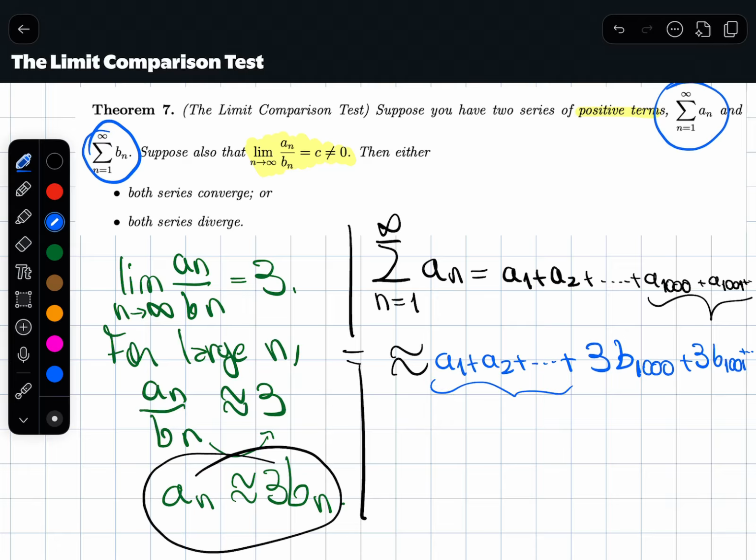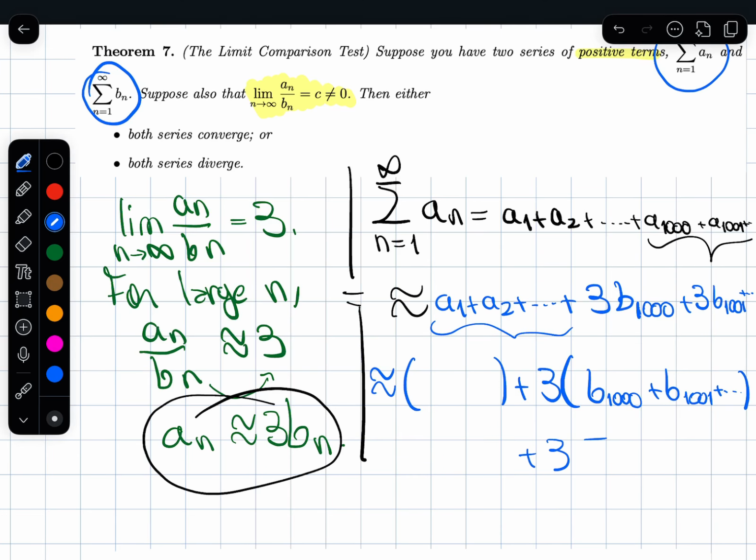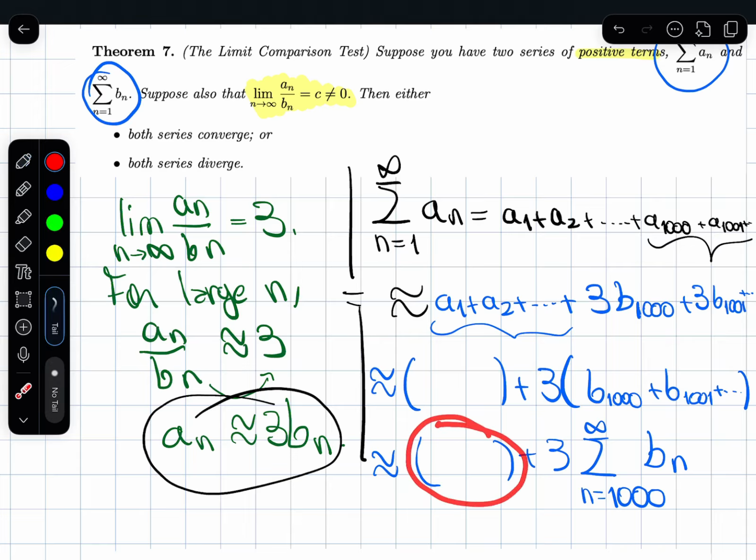So if you ignore the first terms for a while, just leave them on their own, this is about triple the b_1000, about triple the b_1001, and so on. So this is basically another sum, but now with b starting at n equal to 1000. Of course, the first part is finite because I'm stopping before a certain number of terms. There's only 999 numbers here. So in this parentheses, I have something that's finite. So it doesn't make a difference.